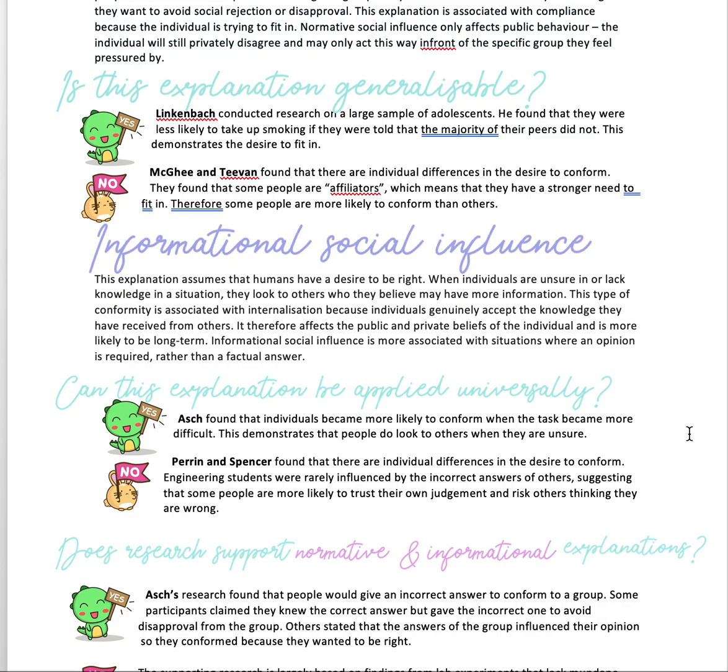Same with informational social influence. There's supporting evidence, which comes from Asch's task difficulty variable, which provides credibility. However, there are individual differences. Engineering students were less likely to be influenced because they had more confidence in their own ability. So, therefore, the explanation cannot be applied universally.